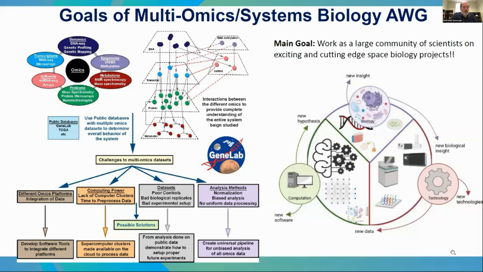Next slide, please. All right, so much like I had a little bit of a thought about the way that I view my AWG, this is an example of how Ashwin tends to think about his AWG. And so I think really the key idea is that we try to integrate multiple data types to advance space biology. But he also has a really kind of defining feature of the group, which he's listed as the main goal here, which is to work as a large community of scientists on exciting and cutting edge space biology projects. And the nice thing about this particular approach is it lets every individual bring their unique skill set to the table. Next slide.